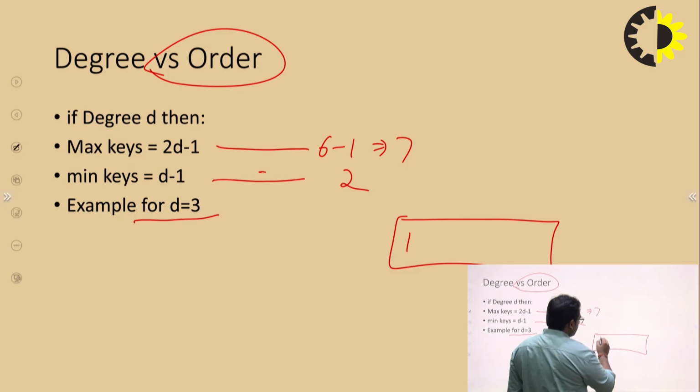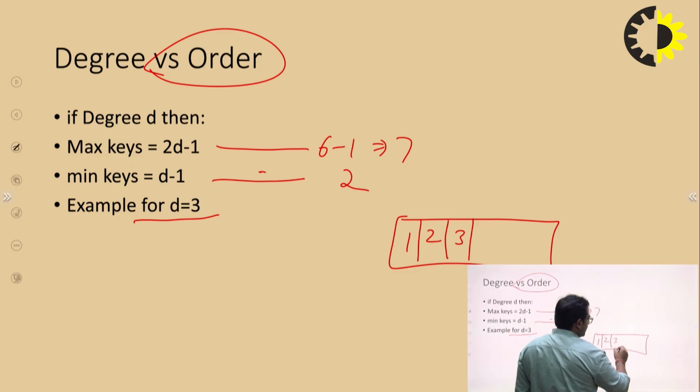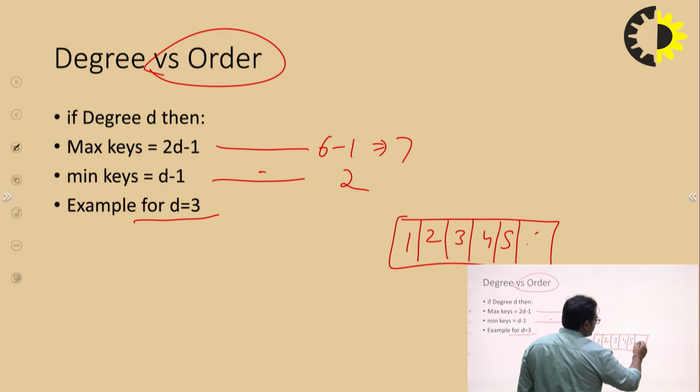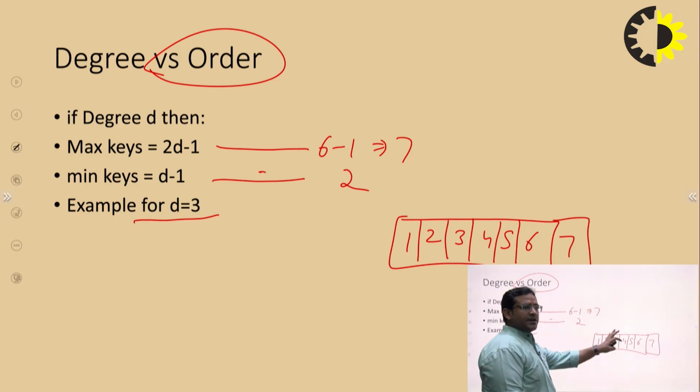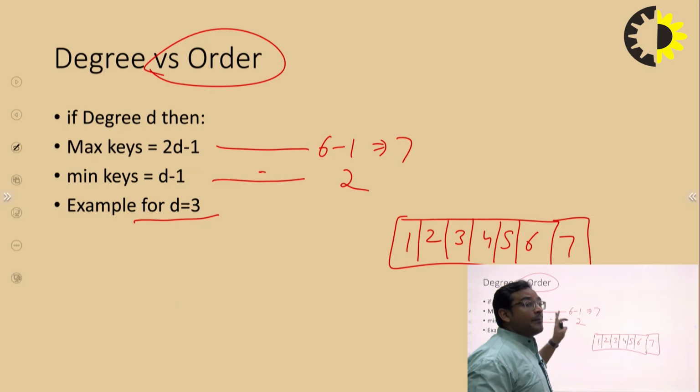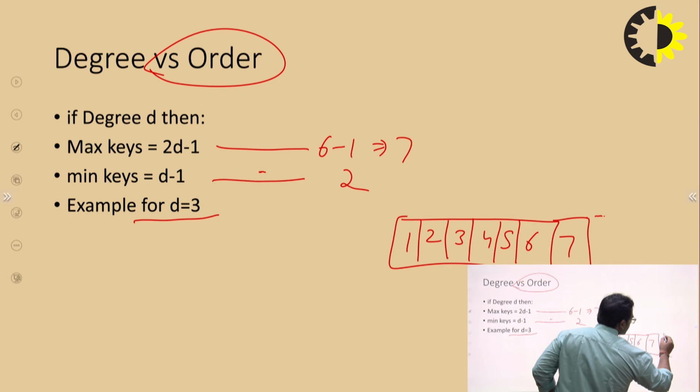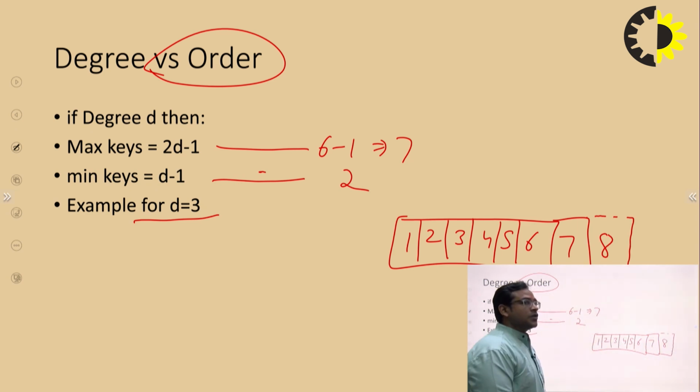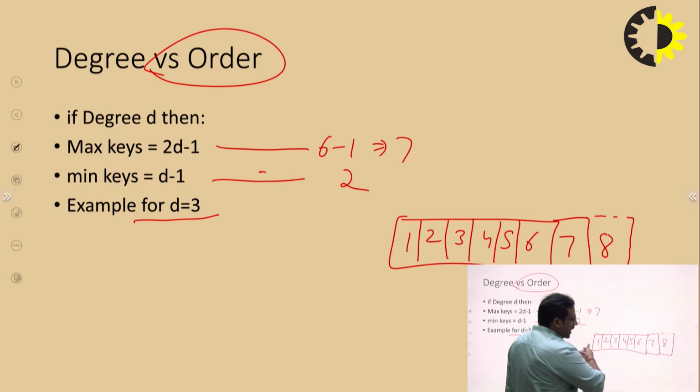I'll take here 1, 2, 3, 4, 5, 6, and 7. No problem yet. But if I am going to insert 8 here, it basically violates the condition of the maximum key. What do we have to do? So here I am having an 8th element.